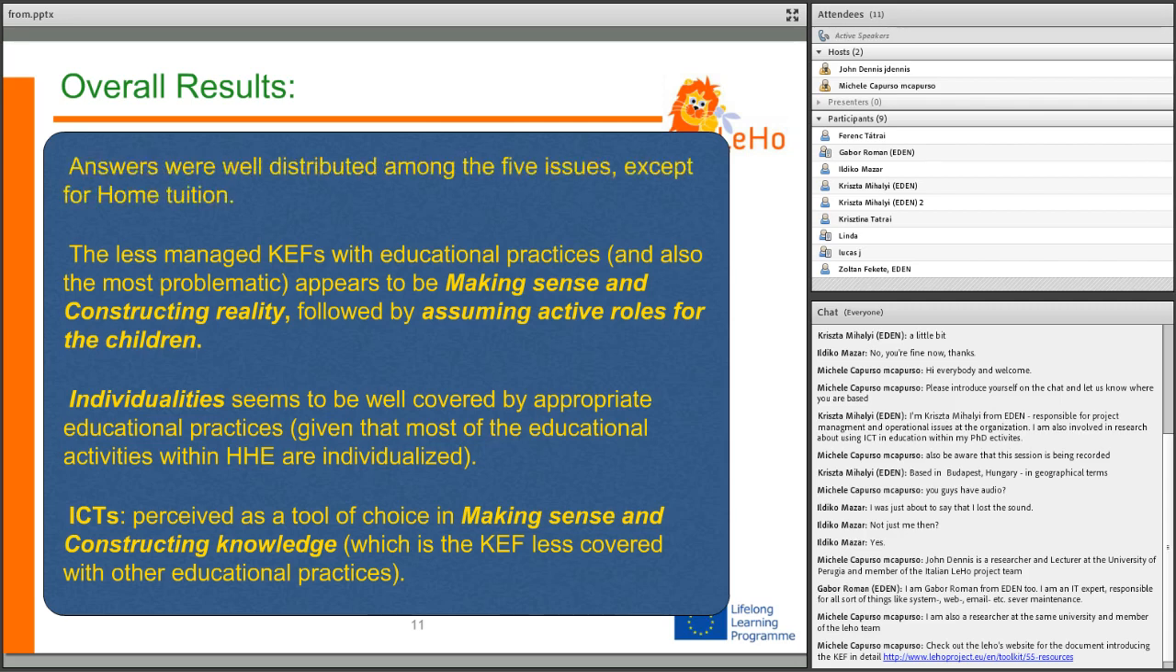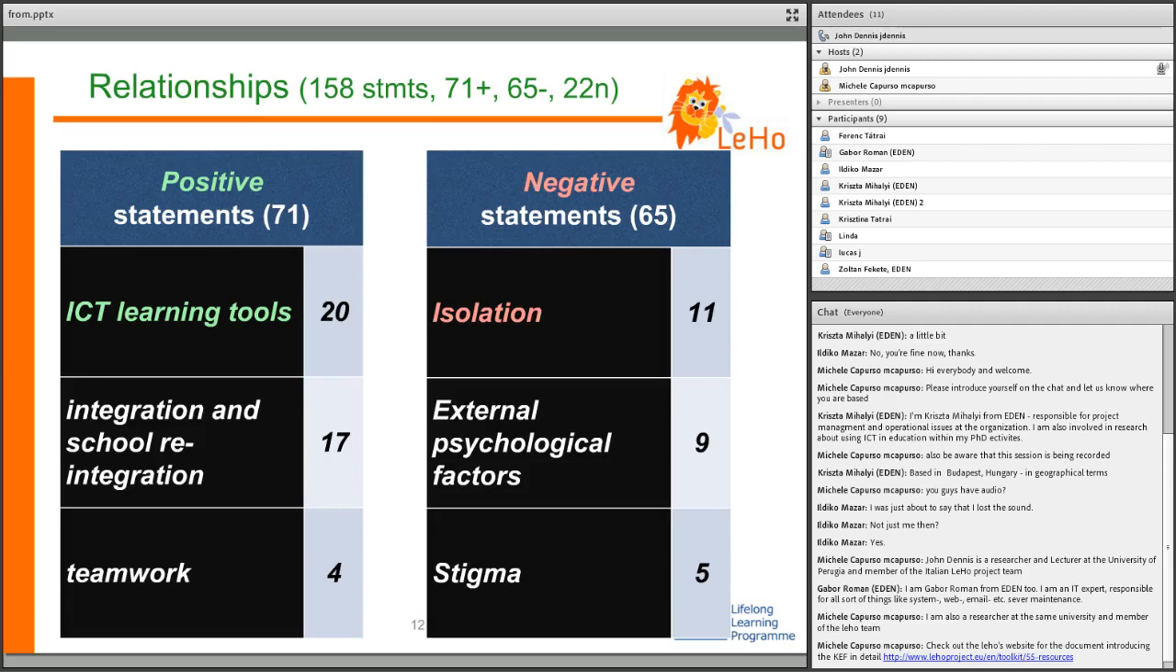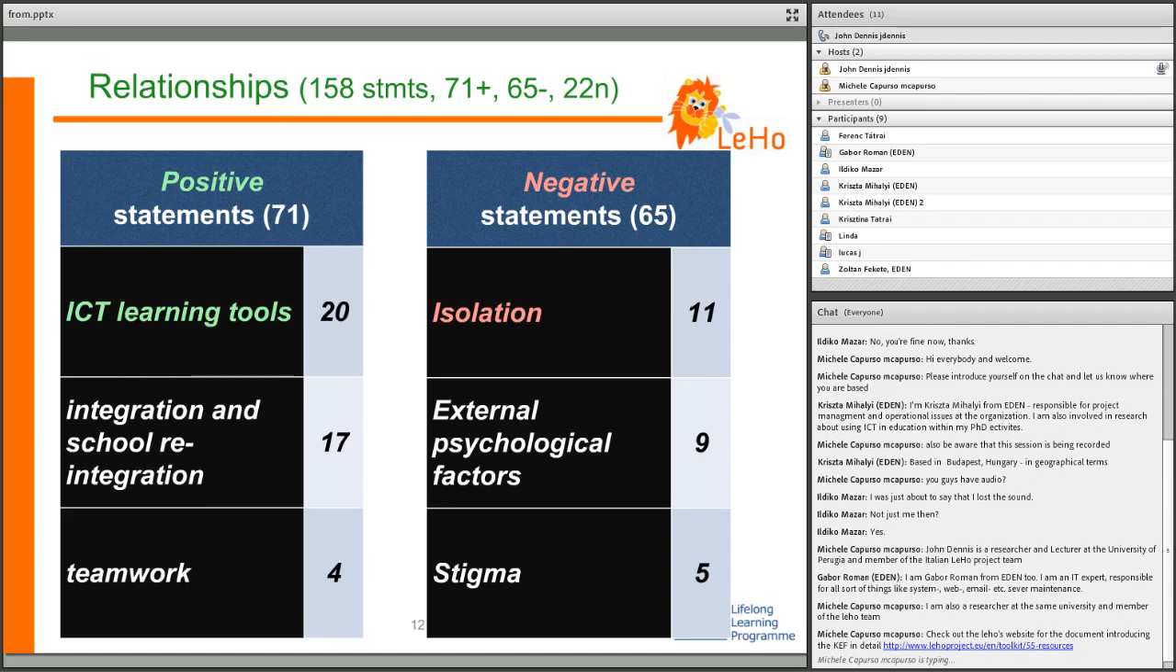Let's look at this. For relationships, there were 158 statements: 71 positive and 65 negative. In our categorization process, you take the full statement and, via an inductive approach, find a way to categorize each one. Most of the positive statements were about ICT as a learning tool, and the negative was isolation: even though ICT can be used to improve relationships between the child with a medical condition and the children in the home mainstream school, there's still a sensation of isolation.